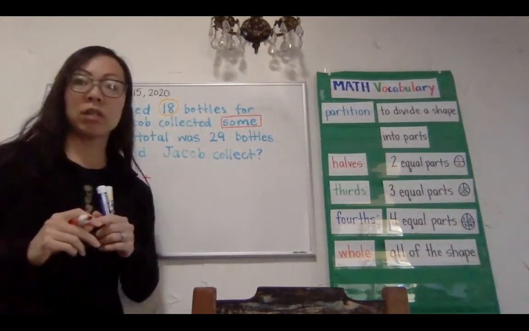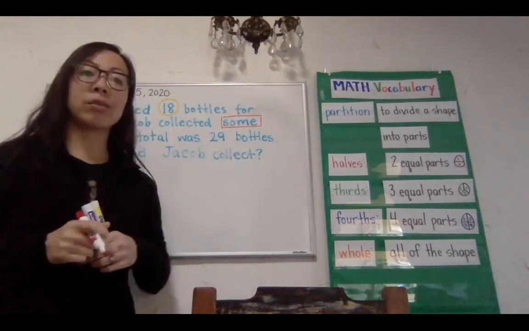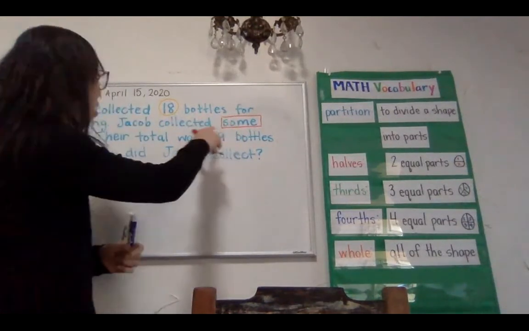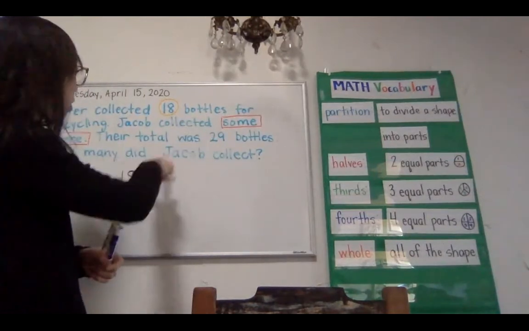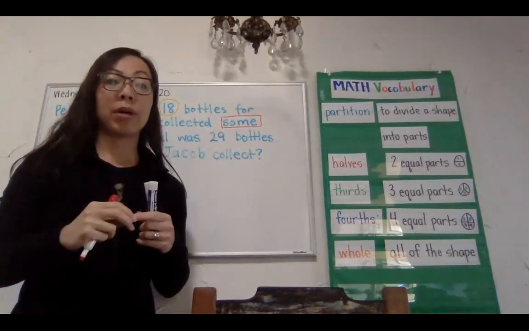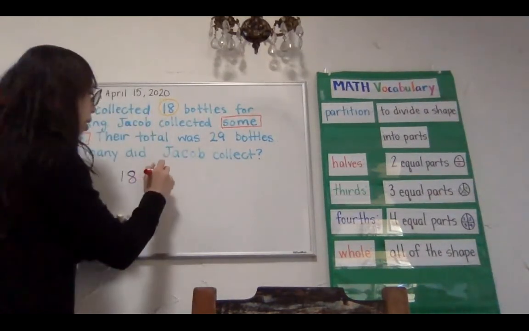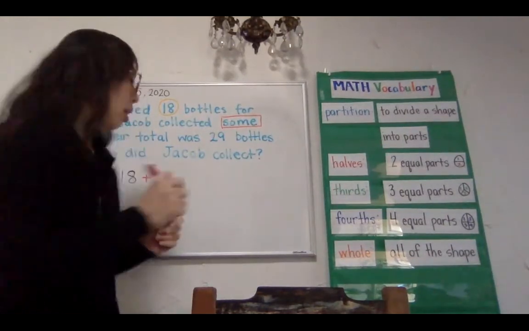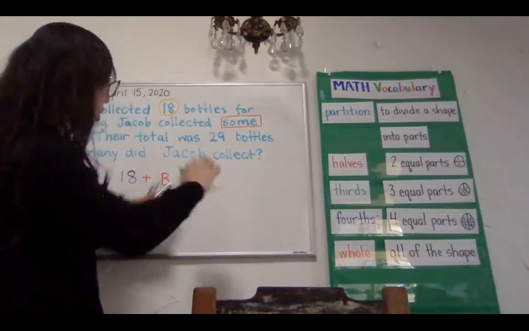Today, instead of using a question mark, I'm going to go ahead and use a letter. Sometimes we use letters to represent what we're thinking about. So in this case, what is this letter? What are we looking for? We're looking for how many bottles Jacob collected. So I'm going to put that as a B. So 18 plus B equals, let's see.